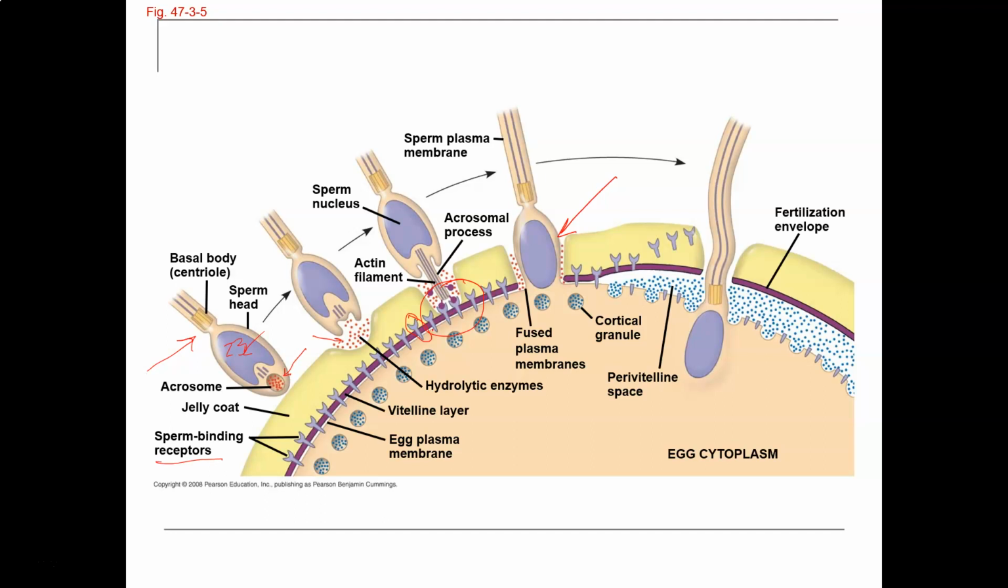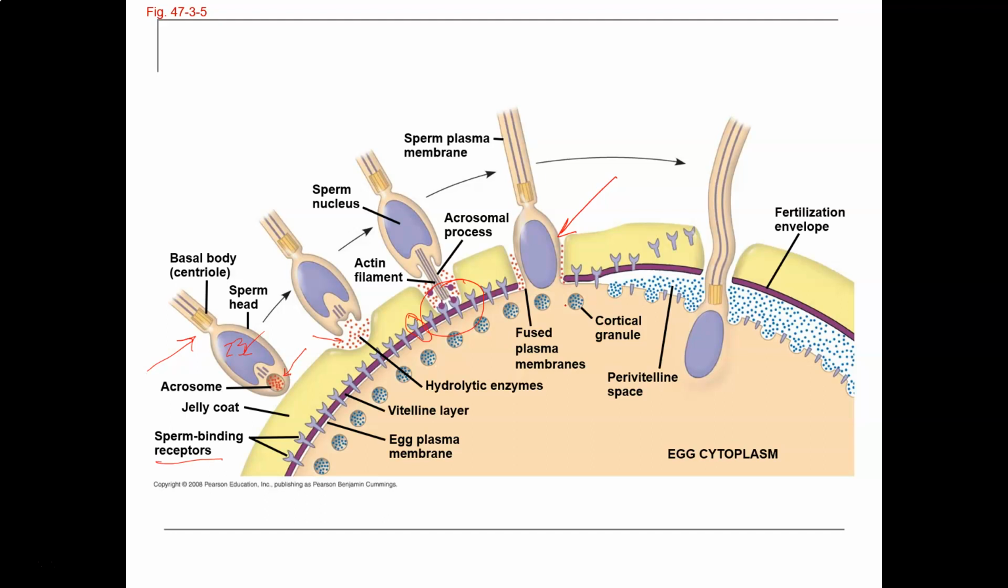It causes depolarization of the membrane. So some ion gates are going to open, and the membrane is going to depolarize, and that deters additional sperm from entering the egg. So they call it the fast block. So it happens very quickly. And then the so-called slow block, which is still pretty quick, but is called the cortical reaction.